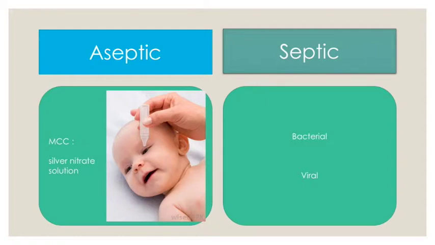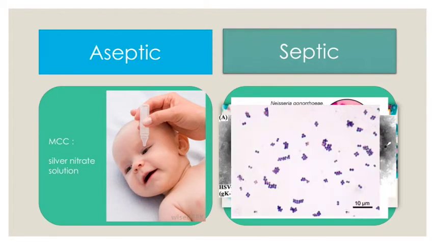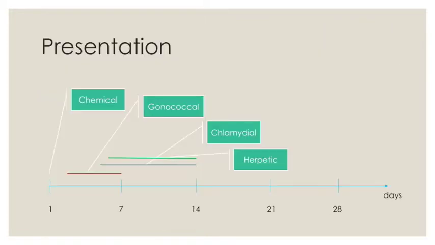Septic conjunctivitis causes include bacterial and viral agents, which are Chlamydia, Neisseria gonorrhoeae, herpes simplex virus, Staphylococcus, Streptococcus, etc. About the clinical presentation and incubation period, chemical conjunctivitis secondary to silver nitrate solution application usually occurs in the first day of life, disappearing spontaneously in 2 to 4 days. Gonococcal conjunctivitis tends to occur 2 to 7 days after birth.